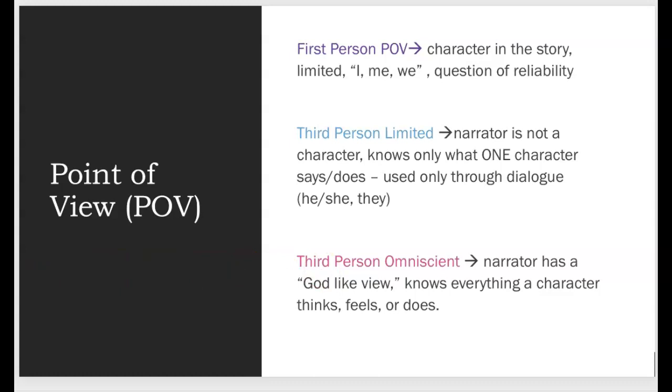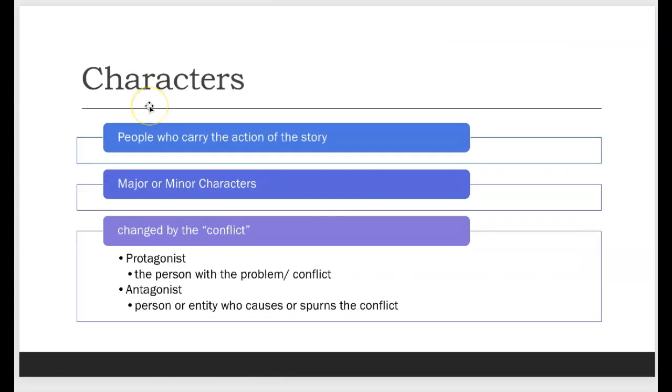So characters, obviously they're the people who carry the action of the story, and we have major and minor characters. The major characters, I guess, are changed by the conflict. They're changed by the climax. They transform throughout the story. And the person who is changed by the conflict is often called the protagonist.